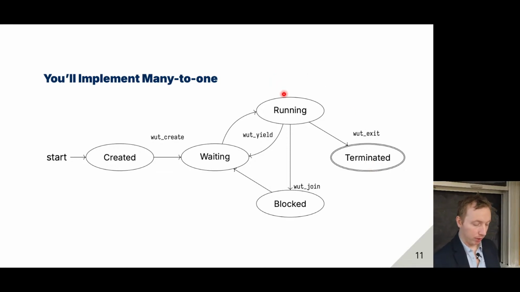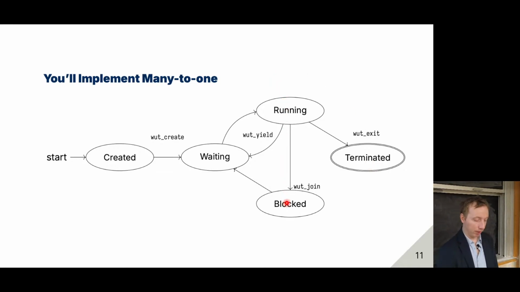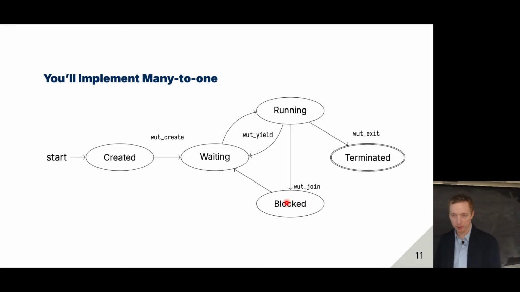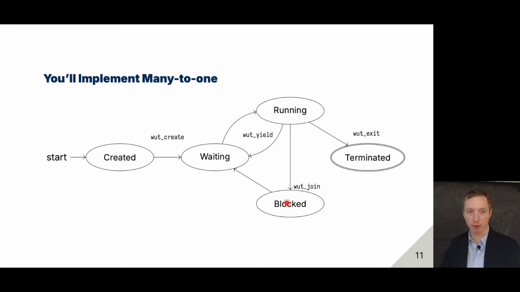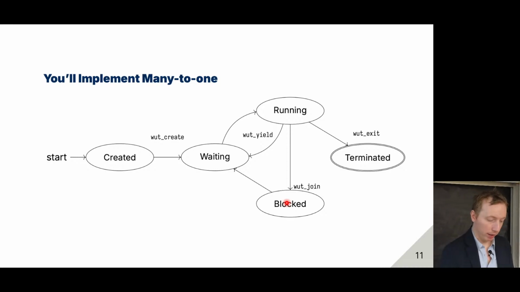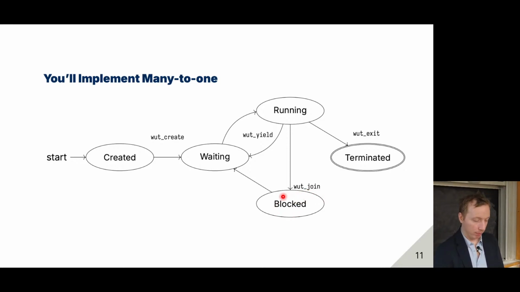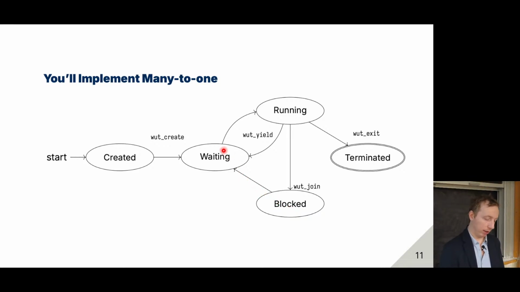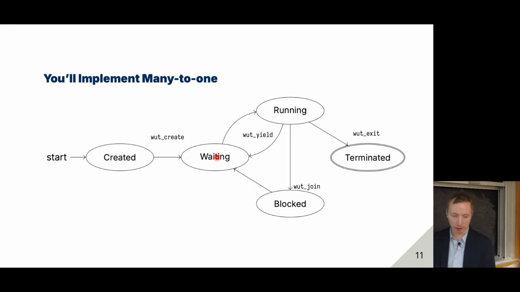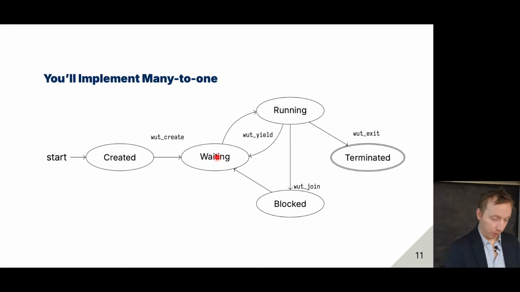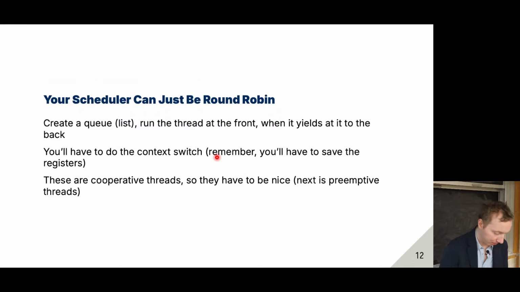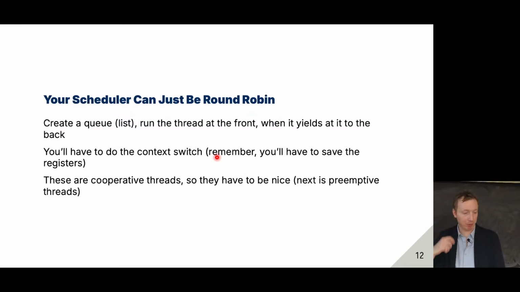And there's only one state where it can get blocked, so we'll have something like a pthread join. We can join on another thread, which means we'll wait for that thread to terminate, in which case we'll be blocked. We can't execute anymore because we're waiting for another thread to terminate. Whenever the thread we're waiting for actually terminates, we can go right back into the ready queue. We're ready to run again. So we get to implement this, and like I said, the scheduler is just going to be simple round robin.